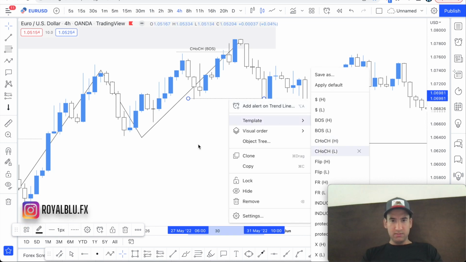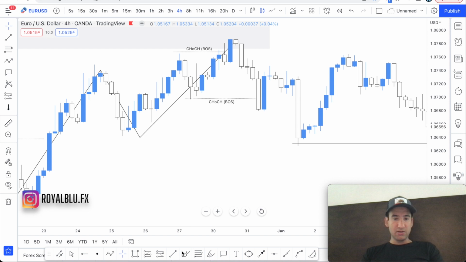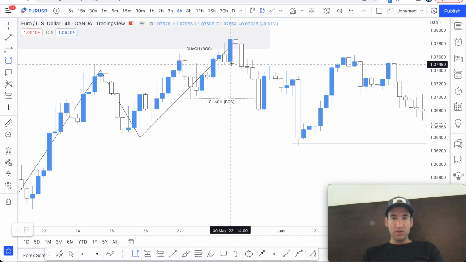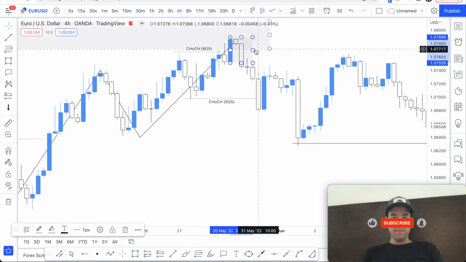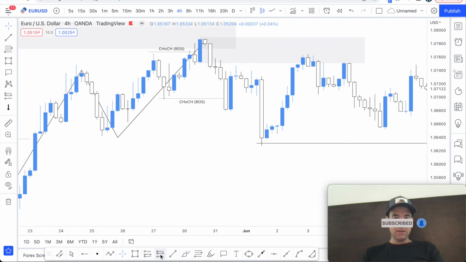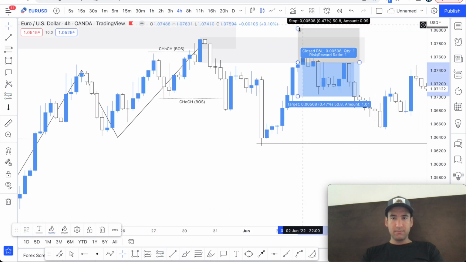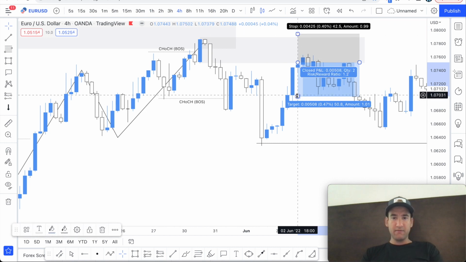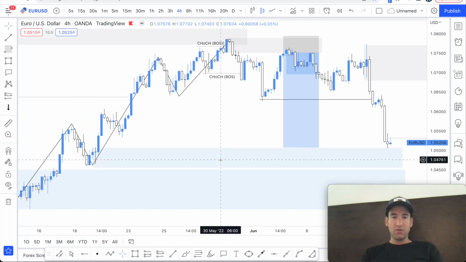And now we can say to ourselves, from here, where's the last high? This was the last high, right there. Now you can look to take a sell here, with your risk right above, and look to target this low all the way down here.